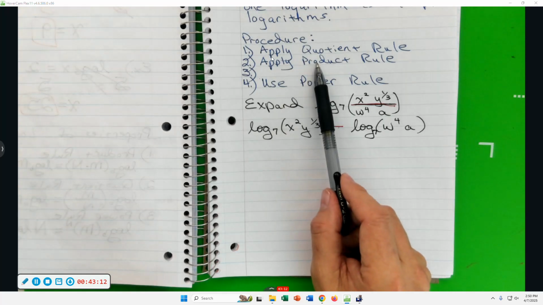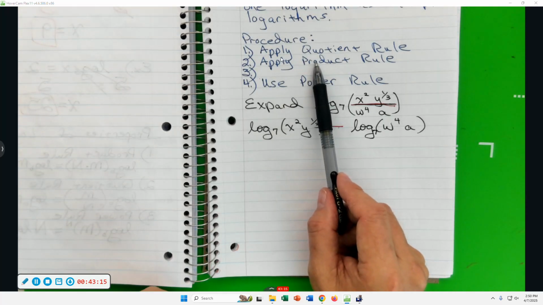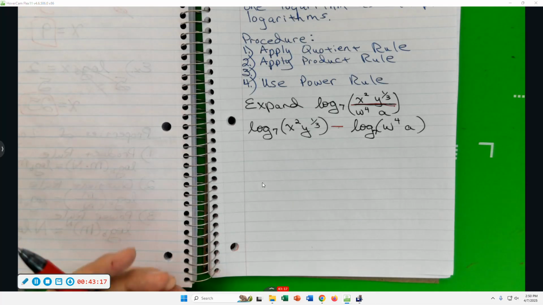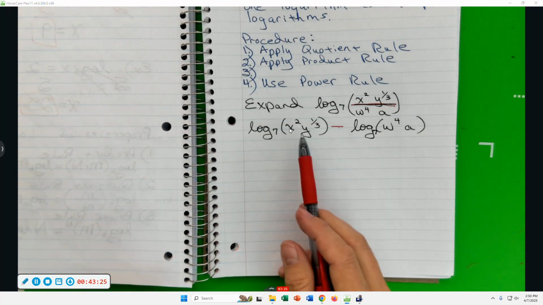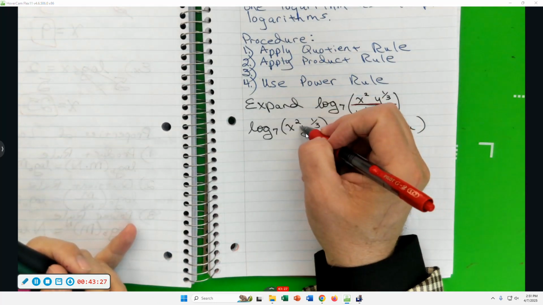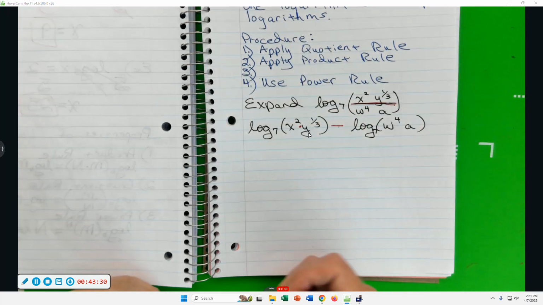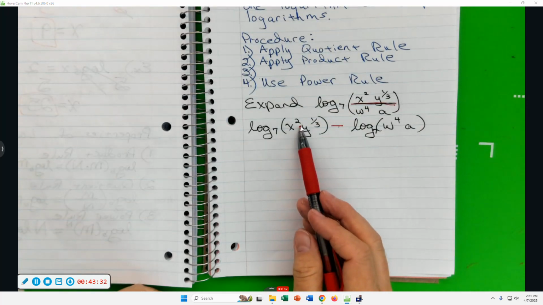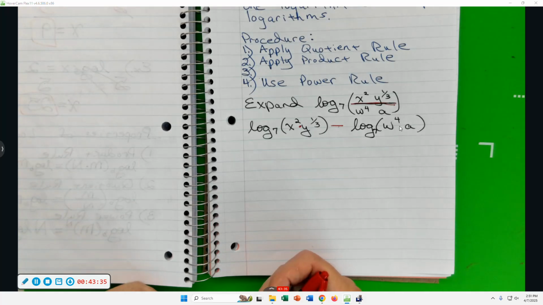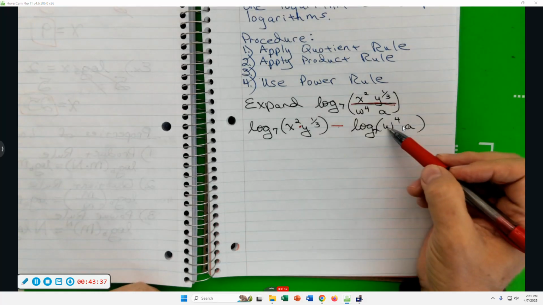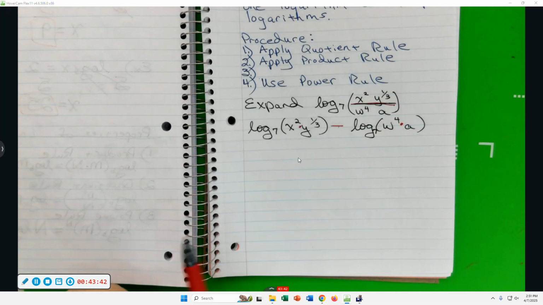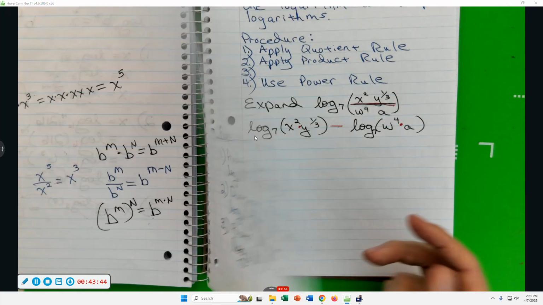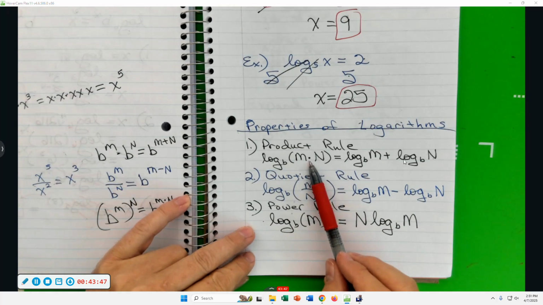Now we want to apply the product rule. Do we have any products here? Do you have anything being multiplied together? Put 3 dots everywhere you see a product. Log base 7 of x squared times y to the 1/3. So we have a product right there. Where else do we have a product? Times a. Okay, wherever you have those red dots, you can split it up as a sum. So you're using the product rule twice.